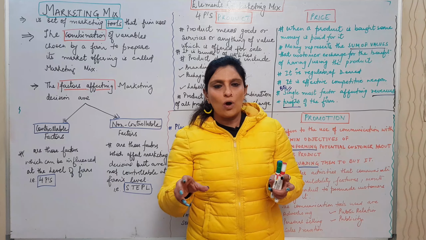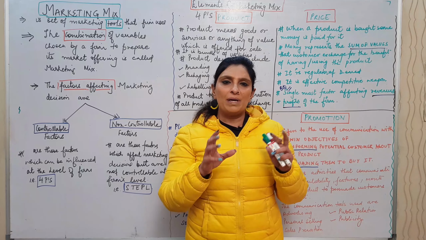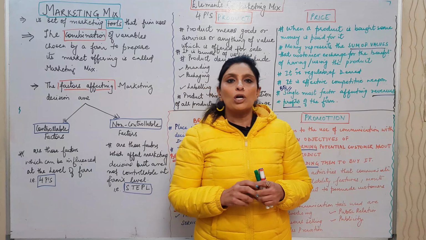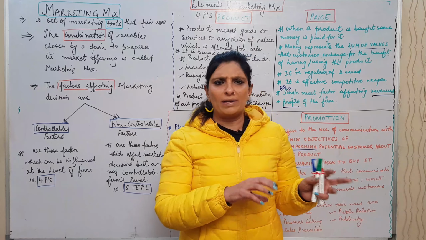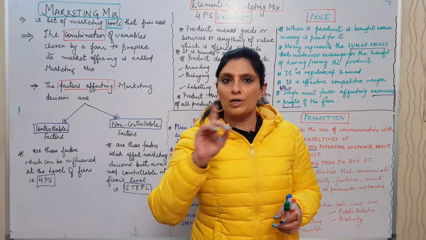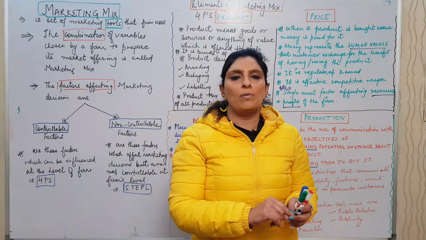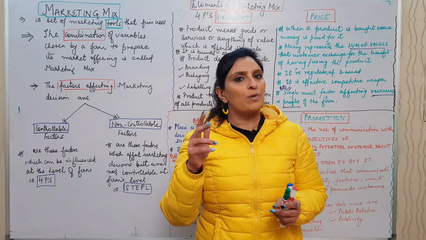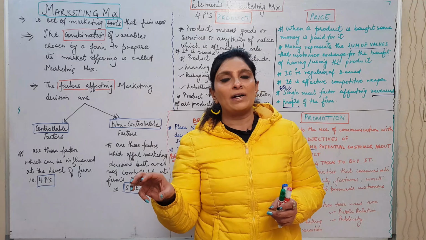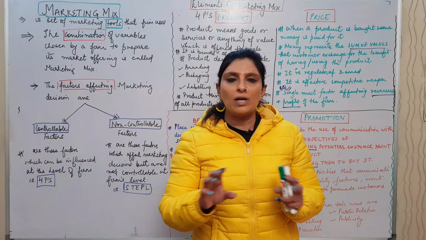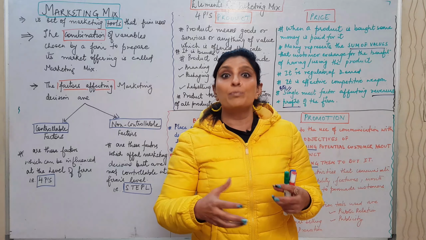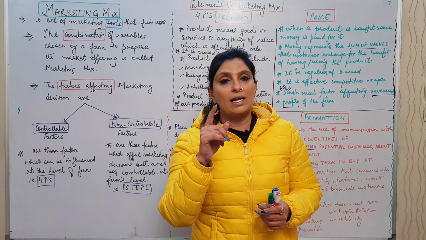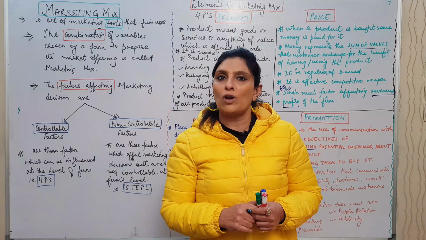Now these tools or these variables are basically divided into two: controllable factors and non-controllable factors. Controllable factors are those which can be controlled by the firm. Non-controllable factors are those which cannot be controlled by the firm. So when we talk about the controllable factors, we are talking about the elements of marketing mix, that is 4P's: product, price, place, promotion. But when we are talking about non-controllable factors, we are talking about the factors which are not under the control of the firm, and rather they are beyond the control of the firm, and this we have done already in chapter 3, that is steeple: social, economic, political, legal and technological factors.